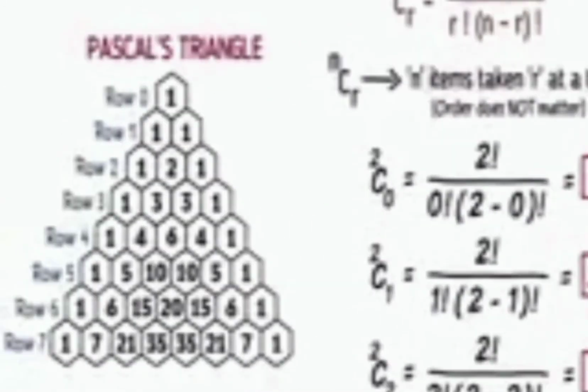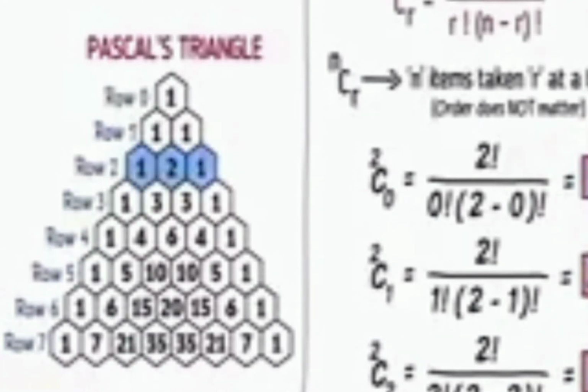Now by using the same formula, can you tell me the value of 2C1? Yes, it's 2. Now try getting the value of 2C2 as well. Do you get it as 1? Yes, that's right. We got the three values as 1, 2, 1. Now, take a look at the Pascal's triangle. Did you notice something? Yes, we have these same values in the second row.